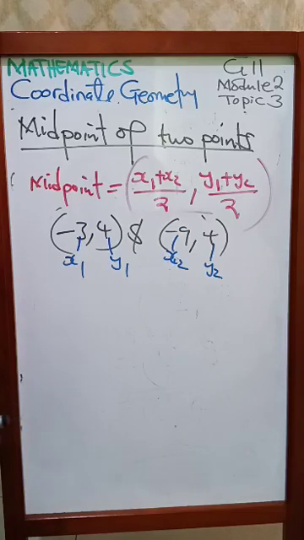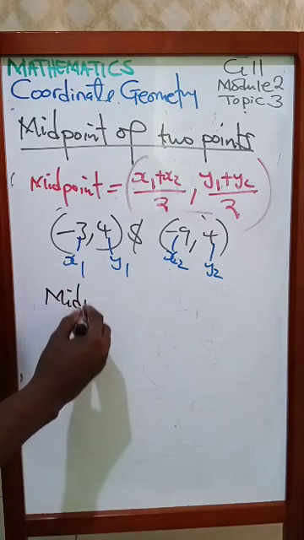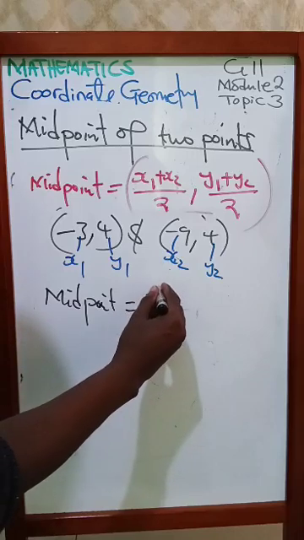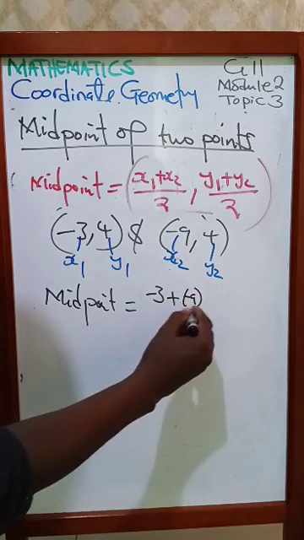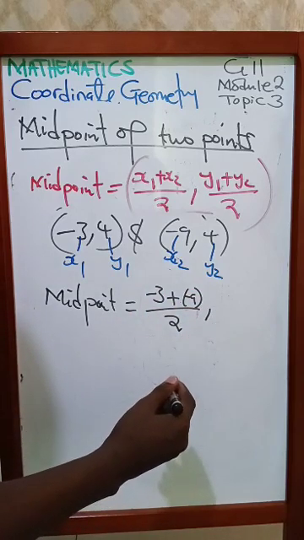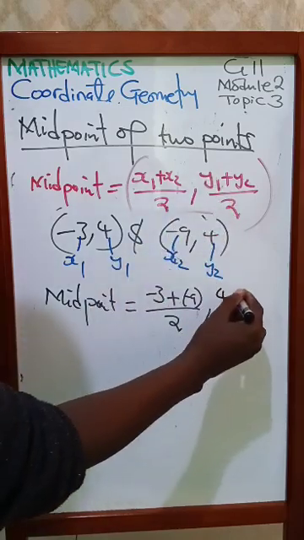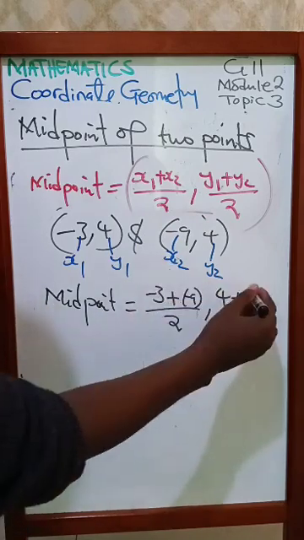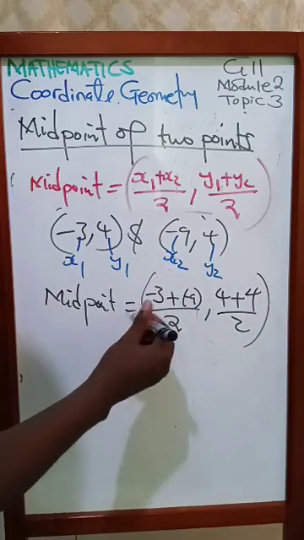So how do you proceed? You can say the midpoint is equal to, what is your x1? Your x1 is 3. What is our x2? Our x2 is negative 9. Divided by 2, everything. Then a comma there. What is our y1? Our y1 is 4, plus, what is our y2? y2 is also 4, so you divide by 2. You can put this in brackets like that.